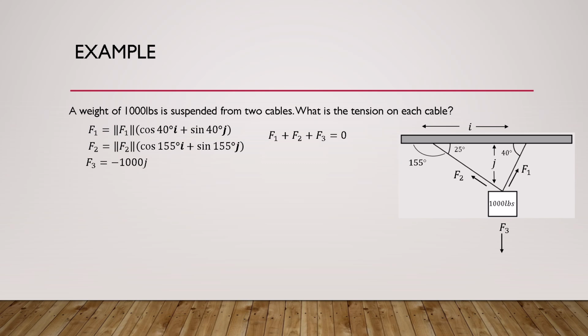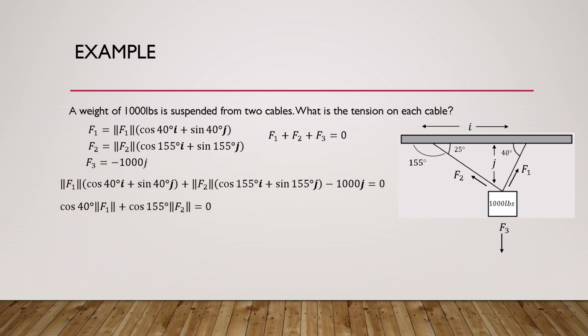Adding these 3 vectors together equals 0. Group the i terms to get cosine 40 degrees times the magnitude of F1 plus cosine 155 degrees times the magnitude of F2 equals 0. Secondly, the j terms group to get sine 40 degrees times the magnitude of F1 plus sine 155 degrees times the magnitude of F2 equals 1,000.